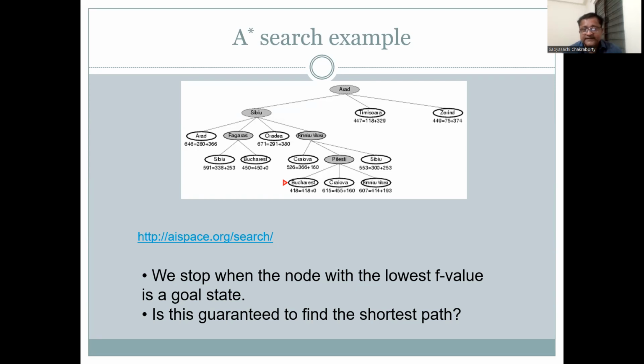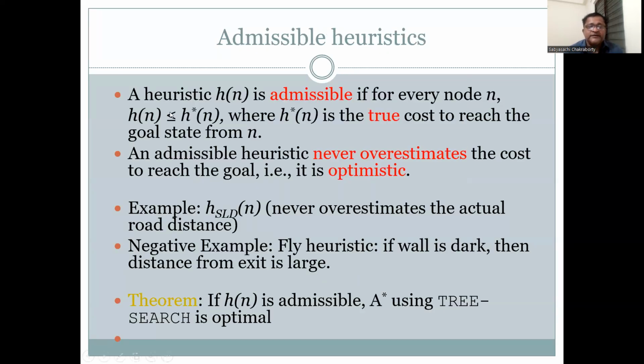And this is optimal, not suboptimal. This is optimal and complete, and it guarantees the shortest path. Because for every node n, HN is less than or equal to H star n, where H star n is the true cost to reach the goal state from n. So our HN will be either equal to or less than the true cost. The maximum remaining cost of the A star algorithm will be H star n, the true cost.